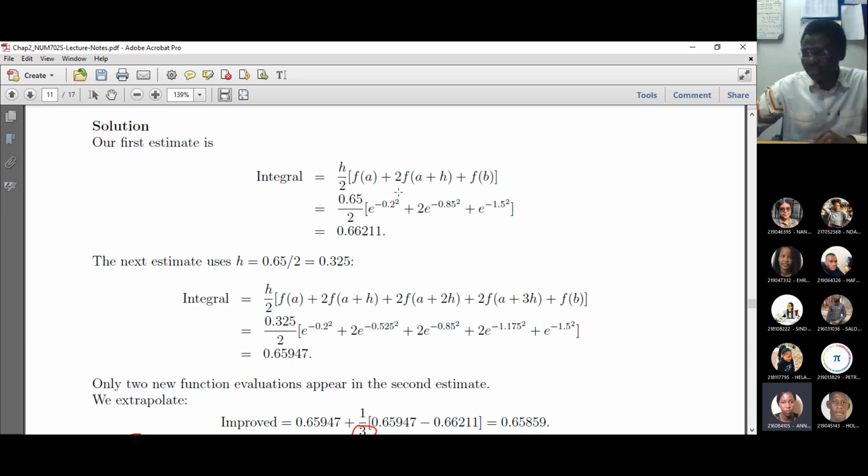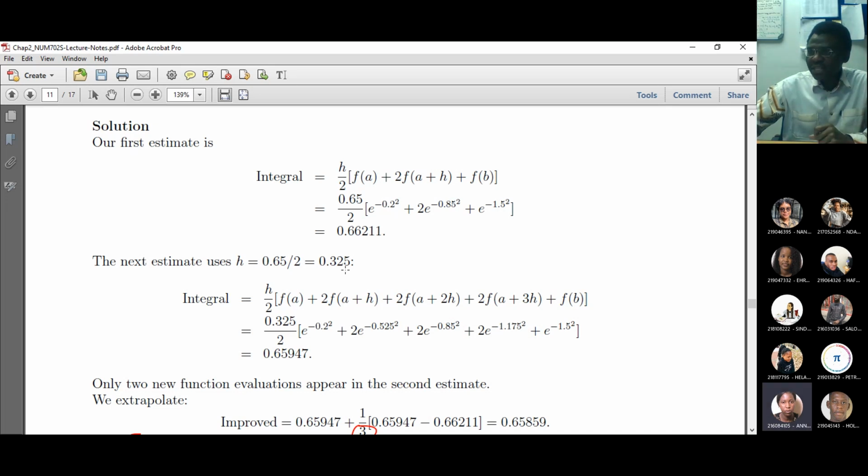Okay, there are two different formulas. Here we have h, right? Yes, h is 0.65, this one. Yes, that one I understand. Now here, h is no longer 0.65, but 0.325. Yes, that one I understand. That is the part that I understand.